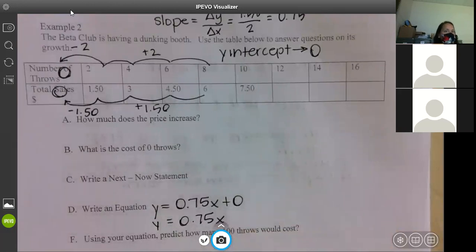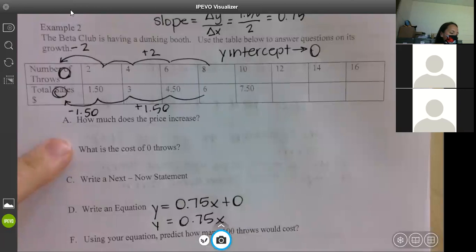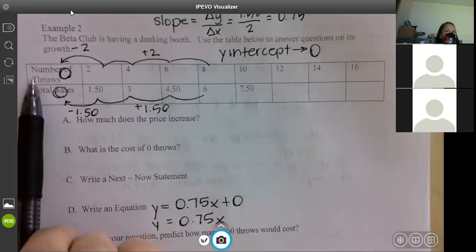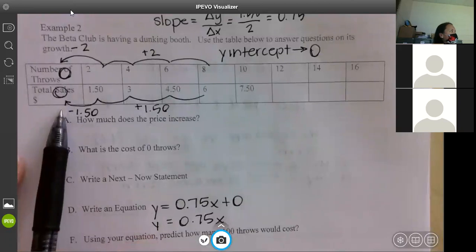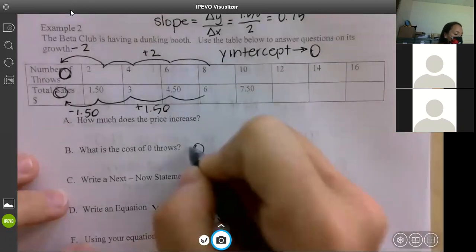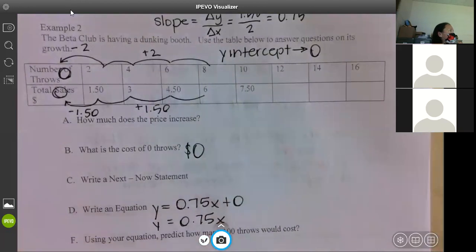Okay. So what is the cost of 0 throws? So up here says the number of throws. We found it was 0. So what's the cost of 0 throws? 0, which makes sense, right? So if I'm not throwing, I better not have to pay.